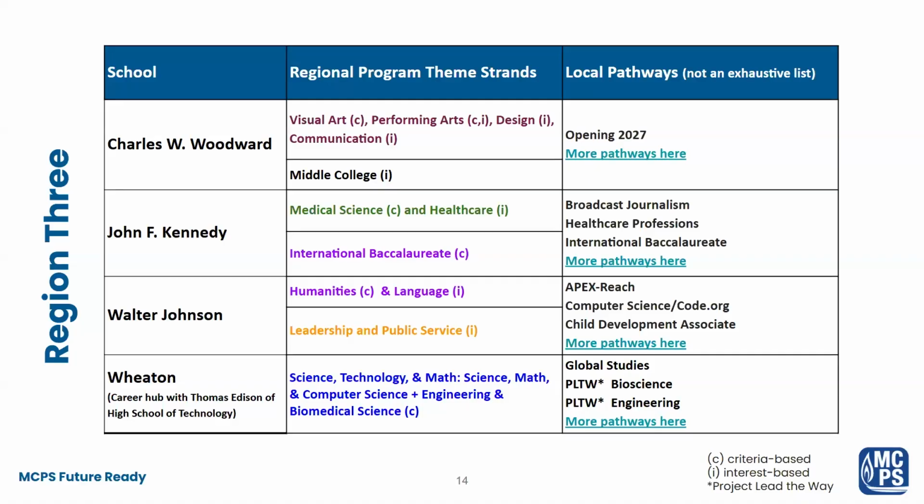And then Wheaton High School, you're going to see the Science, Technology, Math program theme, and it's going to look a little bit different at Wheaton because you will have the science, math, and computer science criteria-based program, but also Wheaton has a strong tradition, a very strong engineering and biomedical science program that fits nicely under that STEM banner. So we kind of think of it as STEM-M, STEM plus medical. I do want to continue to point out the local pathways and invite you to take a look at those. Next slide, please.